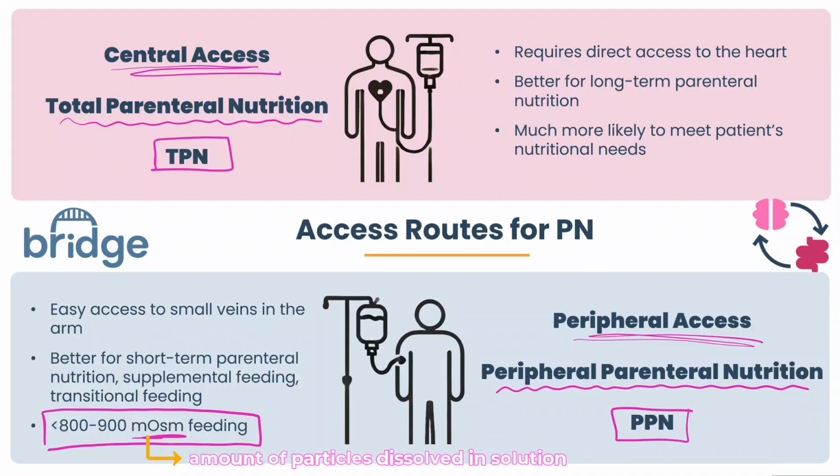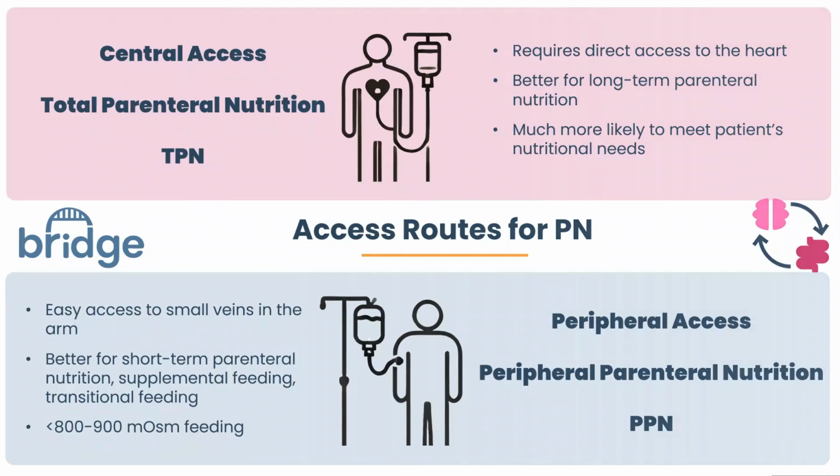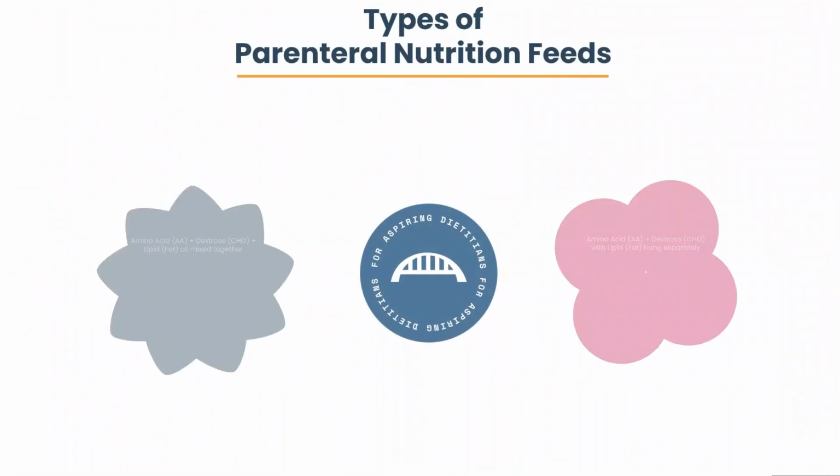And the higher the milliosmoles are, the more particles that are dissolved in each liter of fluid. Peripheral parenteral nutrition has an 800 to 900 milliosmol per liter limit. Because these veins are smaller, they're more delicate than the central veins, which makes them sensitive to irritation or damage from hypertonic solutions. And we'll talk about how to calculate this. But first, we actually need to talk about the two different types of parenteral nutrition feeds.